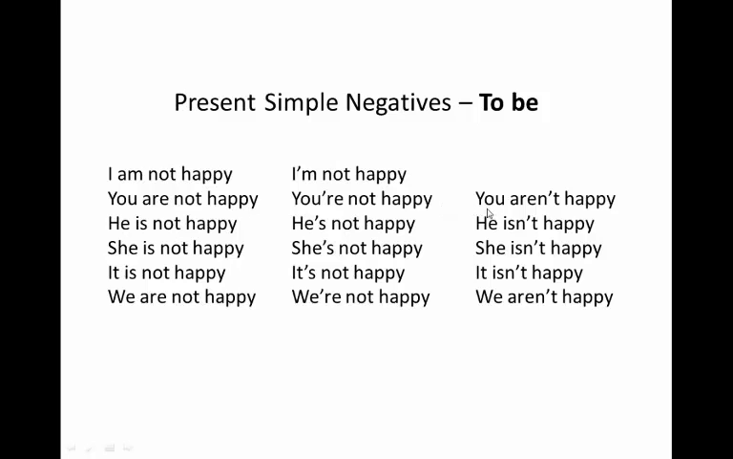Also, though, we can say, you aren't happy. We can say, he's not happy, or he isn't happy. She's not happy, she isn't happy. It's not, it isn't, we're not, we aren't. Both the contractions here and the contractions here are fine. We use them both.